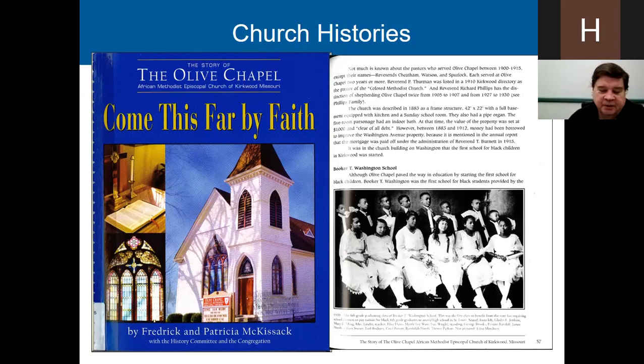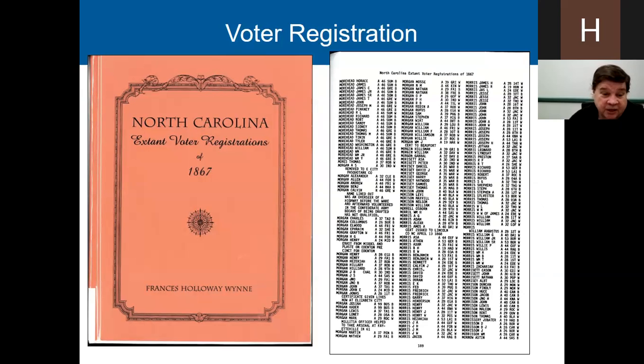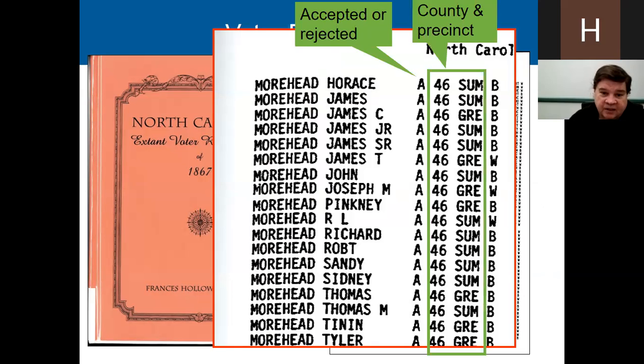It's got all kinds of pictures of people, history of the church, names of members, great information. Voter registrations. This is from North Carolina in 1867. It's just a transcription and an index. But it gives the person's name, whether their registration was accepted or not, the county and the precinct, and their race.